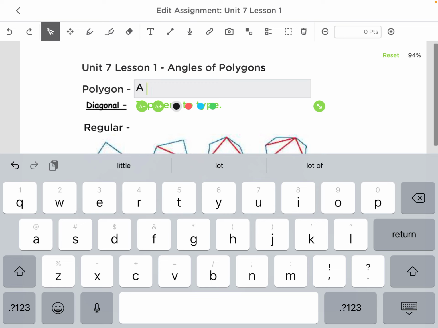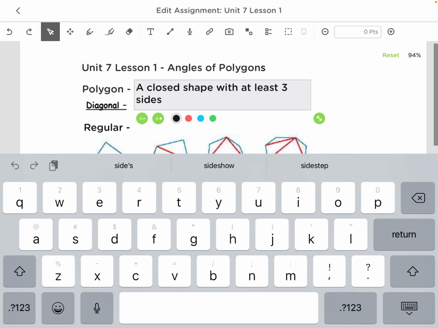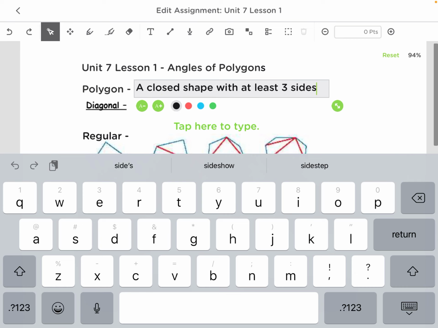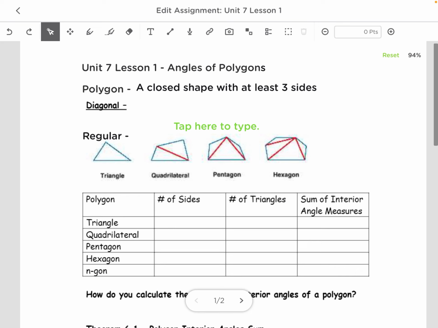But a polygon is a shape with at least 3 sides, and let's say that it is closed. So it is a closed shape with at least 3 sides. I'm gonna move this around a little bit. There we go. Okay, so a polygon is a closed shape with at least 3 sides.